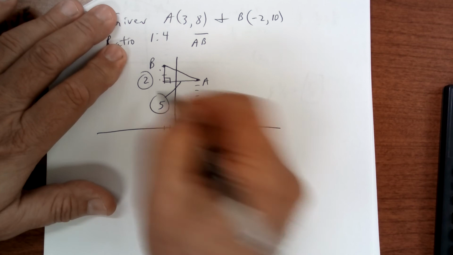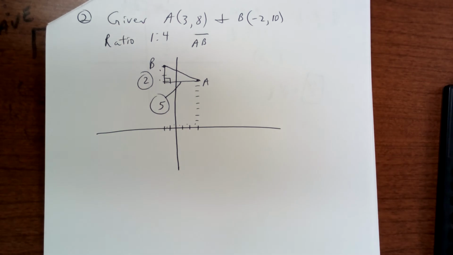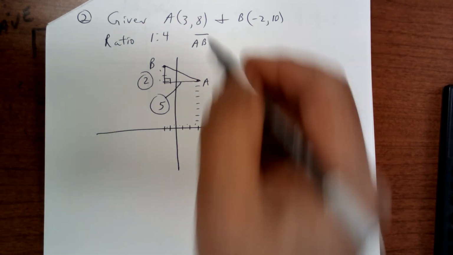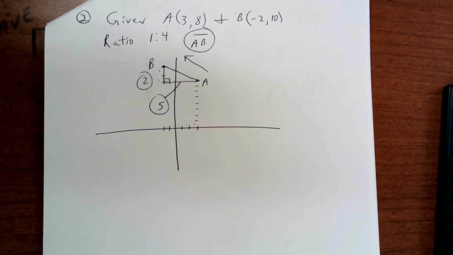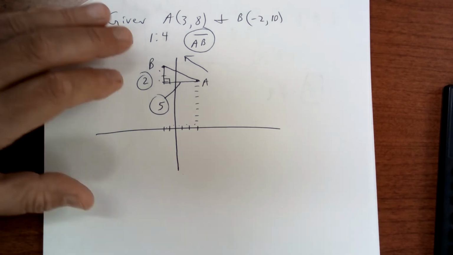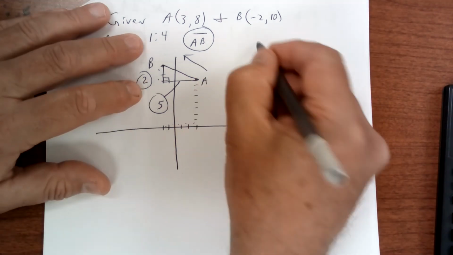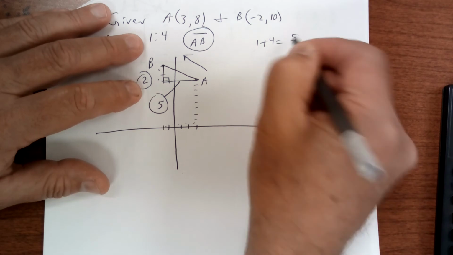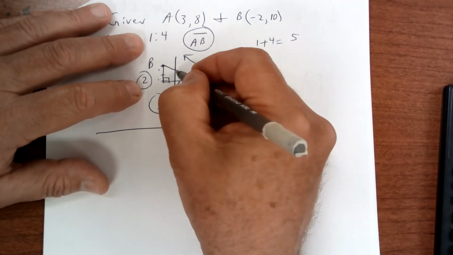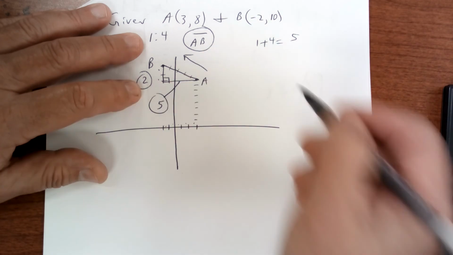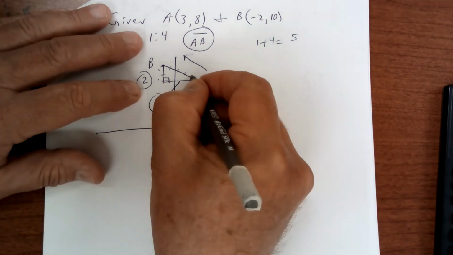Okay, now, they want you to go from A to B. Look at this. So you're going this way. So that makes it a little tricky. So it's a 1 to 4 ratio. Now, what you're going to do is add this up and get 5. So you're going to divide this into 5 pieces. So 1, 2, 3, 4, 5 pieces. And you're going to keep one of them. So there's your answer right there.